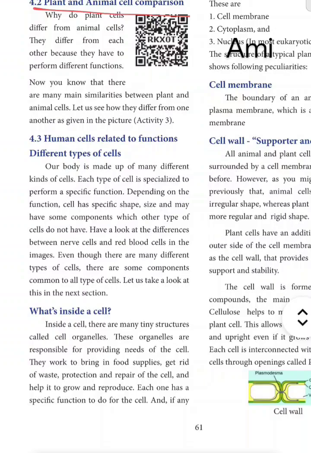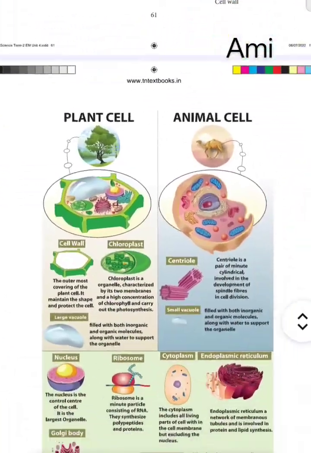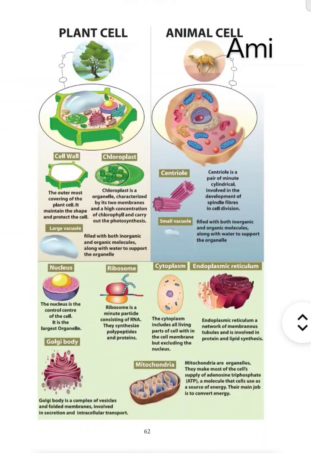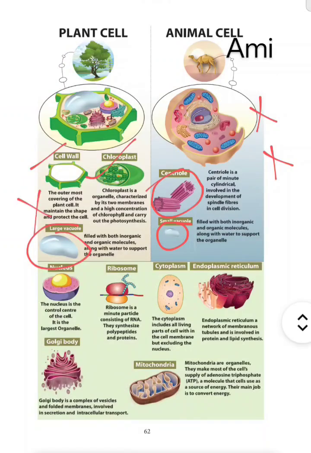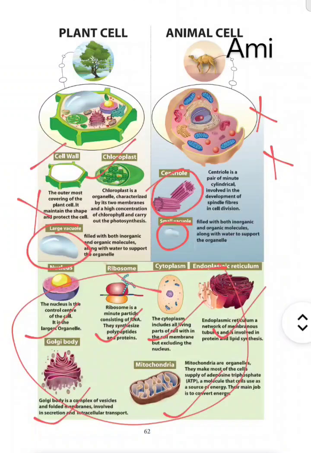So if we see the difference between plant cell and animal cell, you can observe here that plant cell has cell wall, whereas the animal cell lacks cell wall. Plant cell has chloroplast, animal cell doesn't have a chloroplast. Then plant cell has a large vacuole, whereas animal cell has small vacuole. The animal cell has centriole, whereas the plant cell does not have a centriole. Other parts like nucleus, ribosome, cytoplasm, endoplasmic reticulum, mitochondria and Golgi apparatus are common for both the categories.